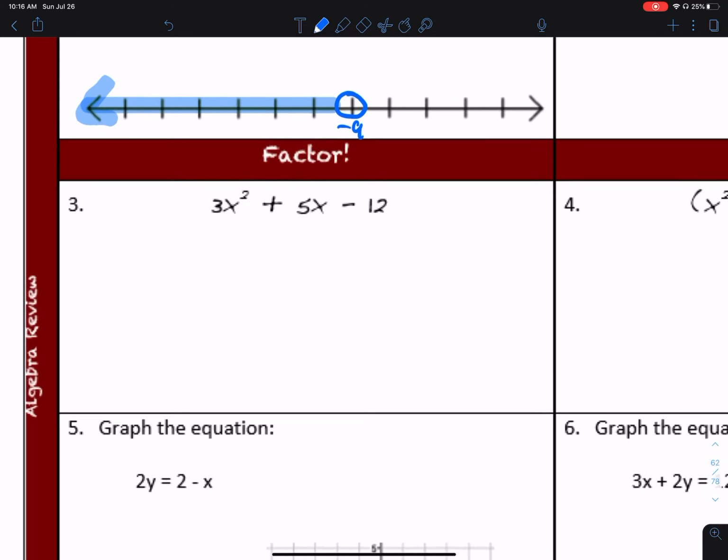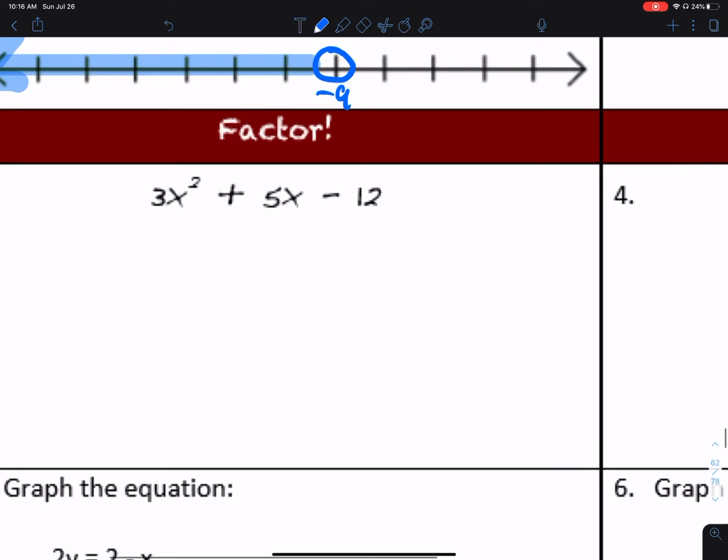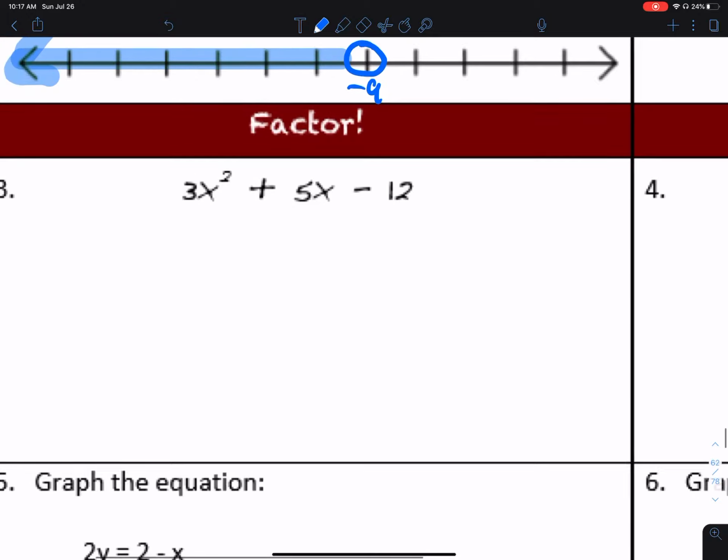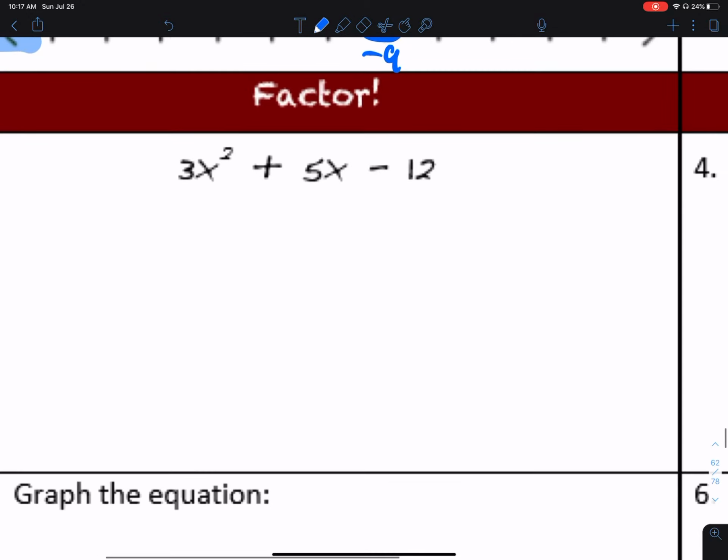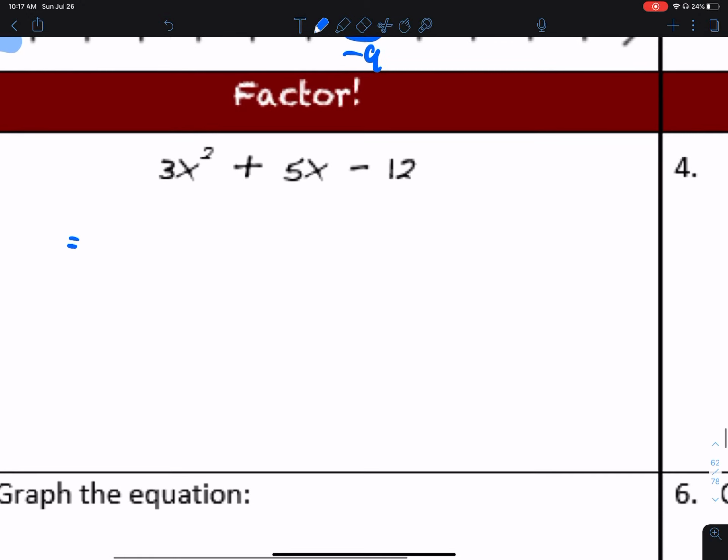Factoring. If you're lucky, the lead coefficient of this is 1. It is not 1. Maybe you can factor 3 out. You cannot. This is the difficult type to factor. So here's what we do. We're going to split the middle term and factor by grouping.